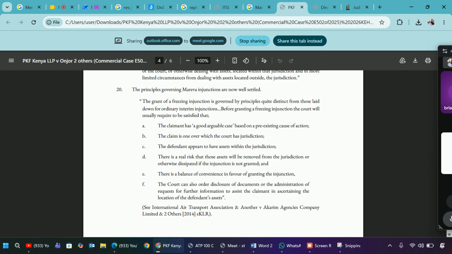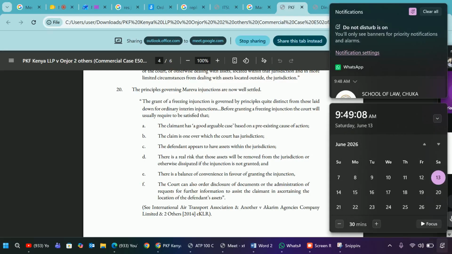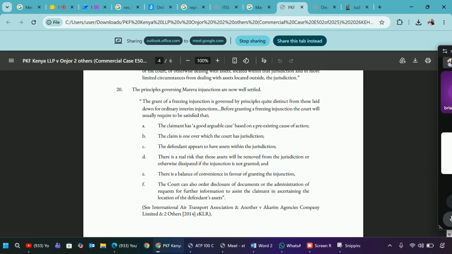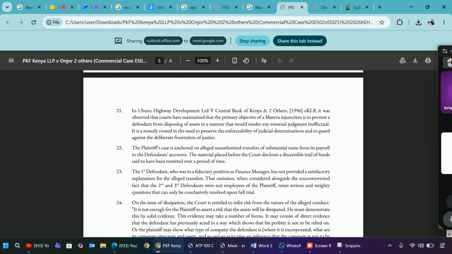And E, there is a balance of convenience in favor of granting the injunction. The court can also order disclosure of documents or the administration of requests for further information to assist the claimant in ascertaining the location of the defendant's assets. So for this injunction to be applicable, we have seen the court stressing on a jurisdiction angle, arguable case, and balance of convenience. Those are the key takeaways when it comes to the Mareva injunction.